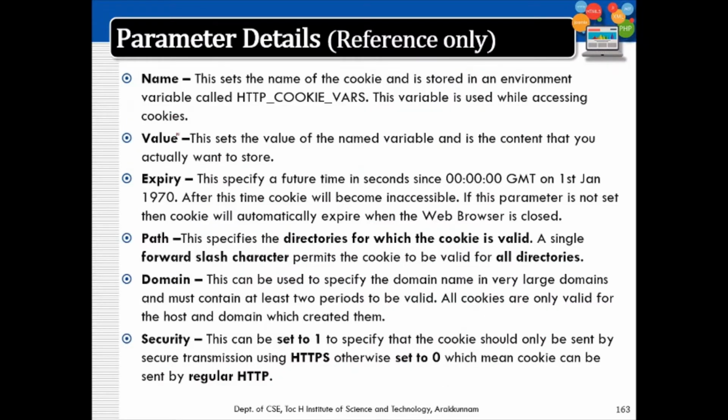You can refer to details on other parameters. Path specifies the directory for which the cookie is valid, and domain and security are used to set security aspects. Secure will be set to 1 to specify a secure transaction. It is set to 0 for normal HTTP transactions.